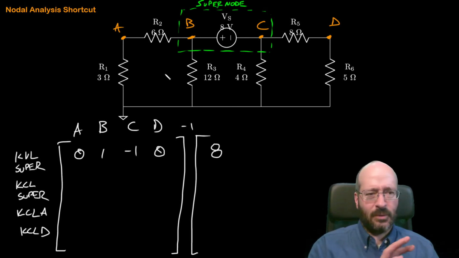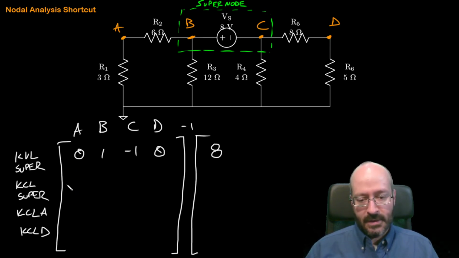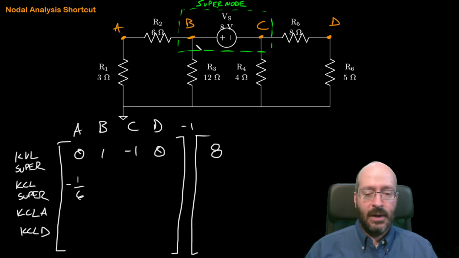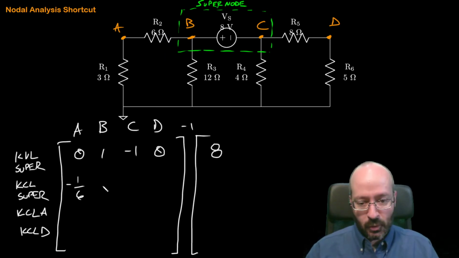Okay. The KCL for the supernode. Now we got to think about this whole supernode situation. What is A connected to that's also connected to the supernode? And it's this R2. It's 6 here. So it's going to be -1/6. What is connected to B that's also connected to the supernode? So because it's part of the supernode, it's going to be positive, and it's this 6 and the 12. So it's going to be 1/6 plus 1/12.